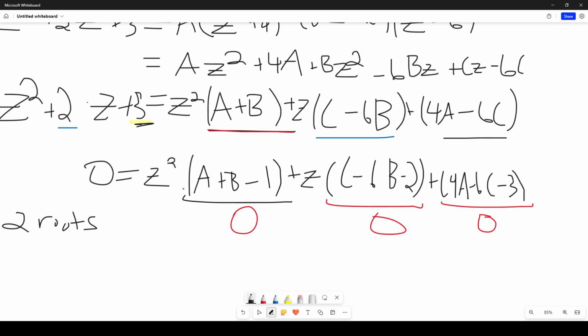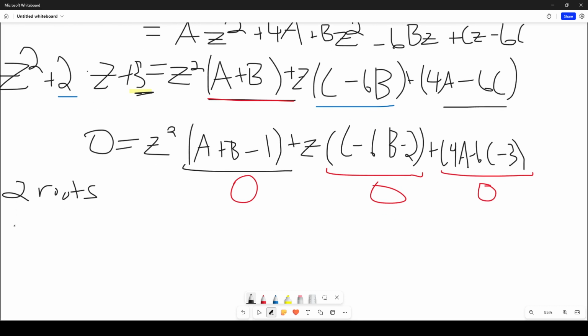That's equivalent to saying, well, you have 0z squared plus 0z plus 0. Well, that's just 0, right? So if some polynomial has more than 2 roots, some quadratic has more than 2 roots, it's actually all 0. And in this case, it has infinite, so it clearly is all 0.